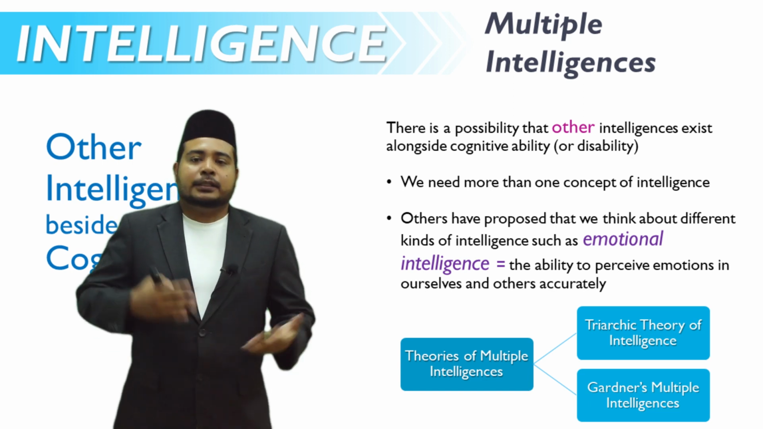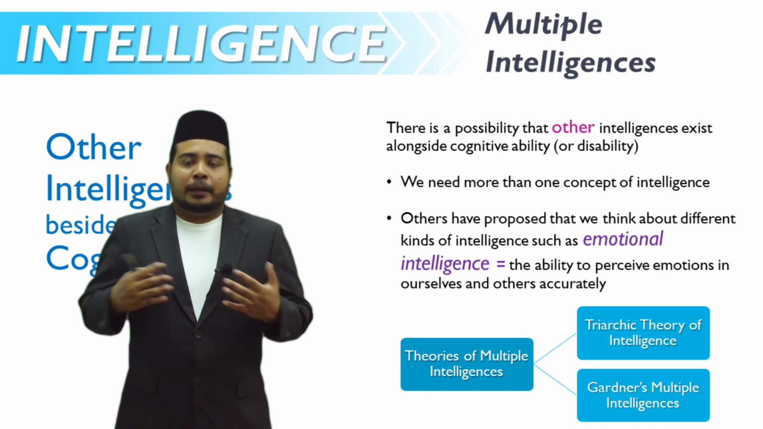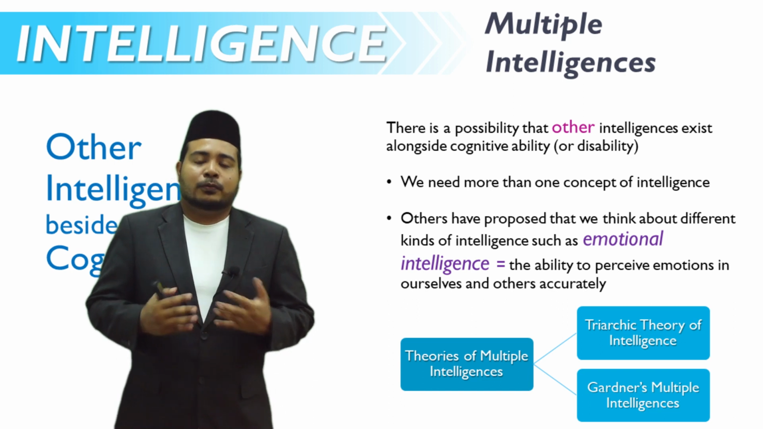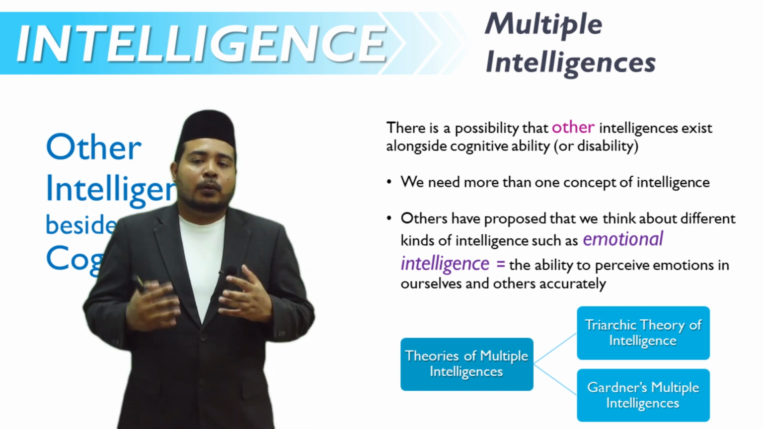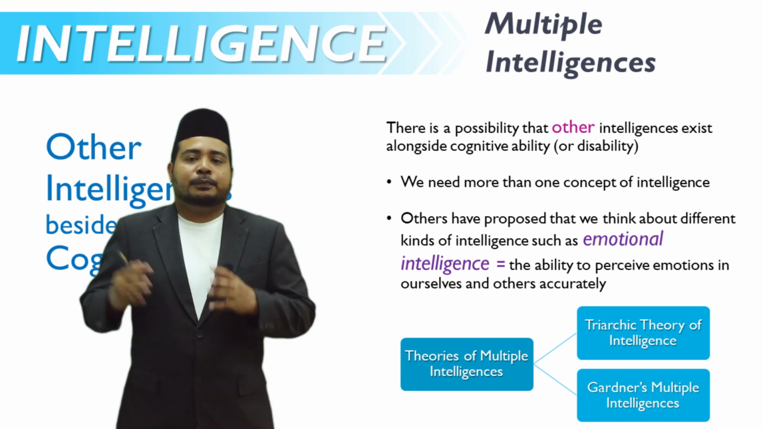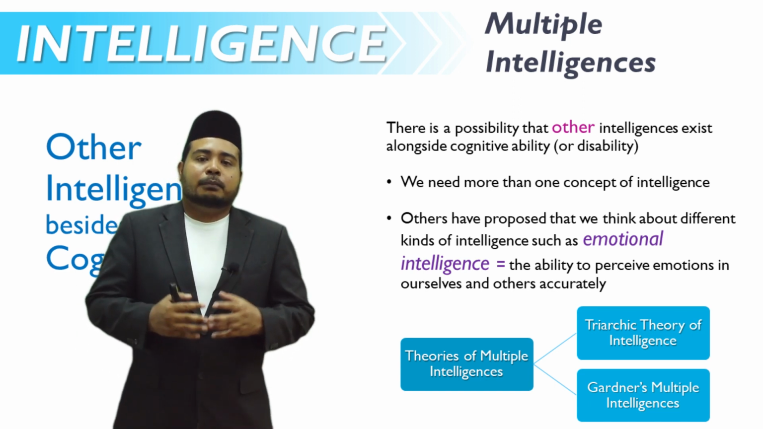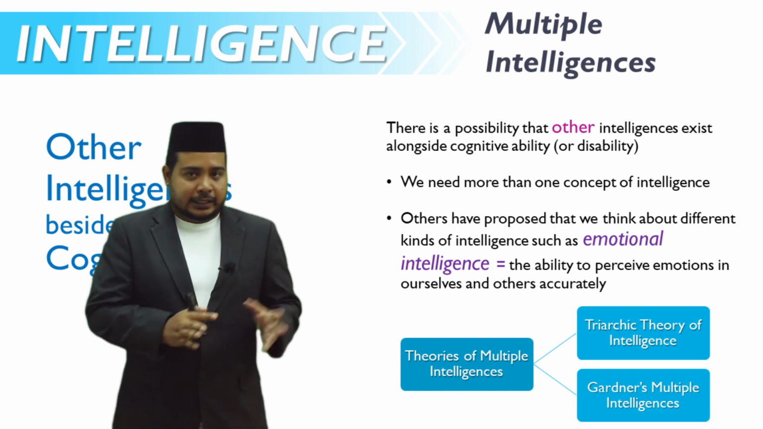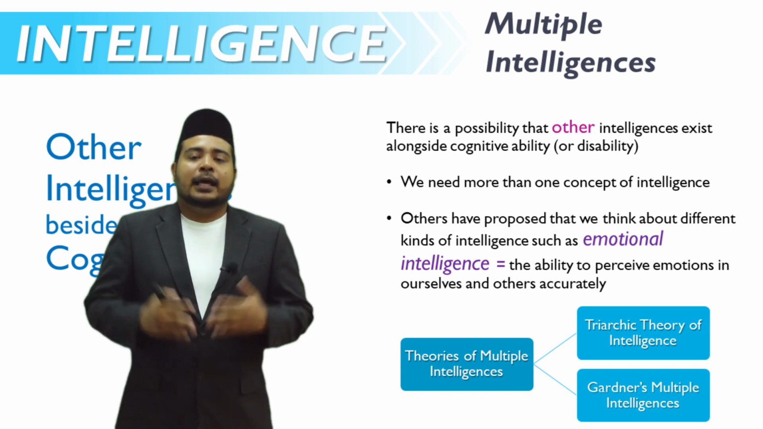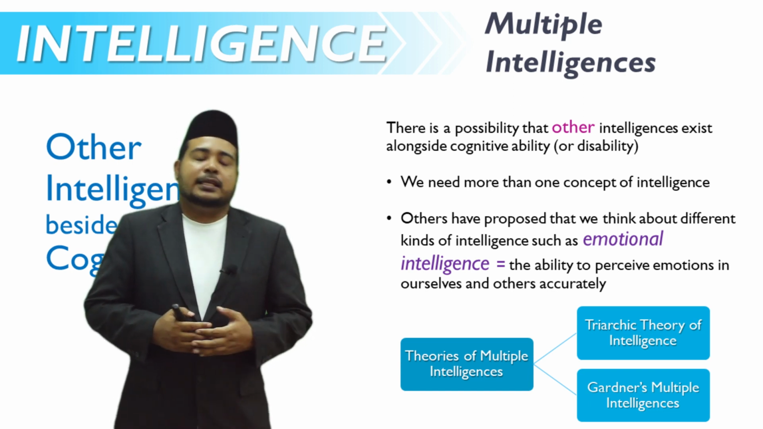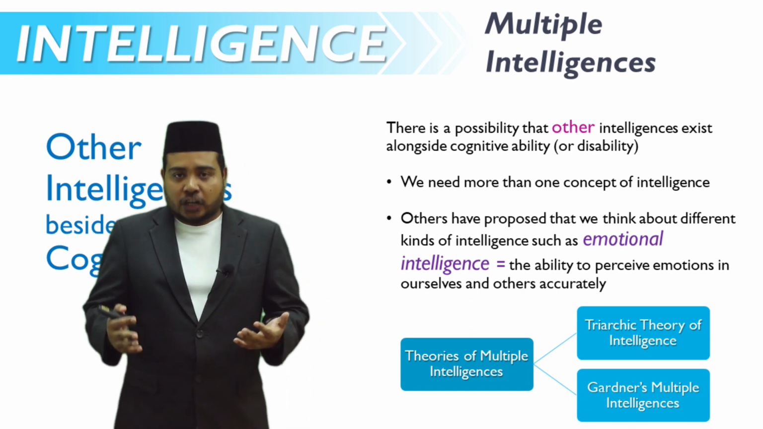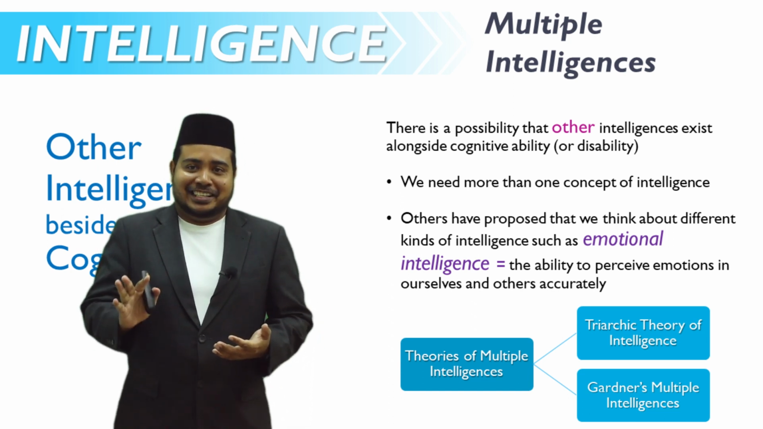Okay, so people started to speculate, to hypothesize, and to do research and come up with theories. Why? Because we need more than one concept of intelligence. Okay, other people have proposed that we think about different kinds of intelligence. Okay, this is where people came up with different types of intelligence, such as emotional intelligence, social intelligence, streetwise intelligence, and so on. Okay, it's not about artificial intelligence in this sense.